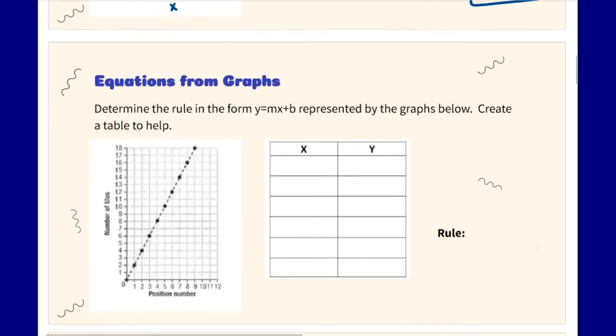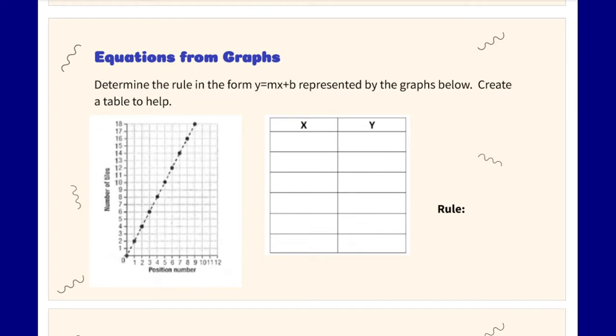Let's take a look at another example. Again, we have nice points laid out in our pattern or on our graph. So let's go through and label them. Again, remembering x is horizontal, y is vertical. So we have 0 and 0, 1 and 2, 2 and 4, 3 and 6, 4 and 8, 5 and 10.